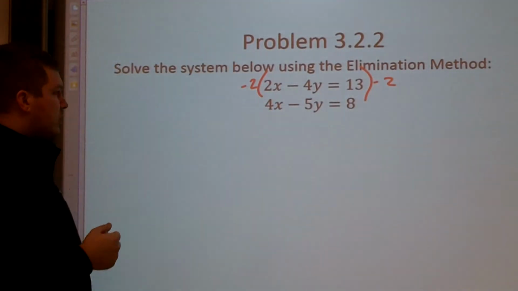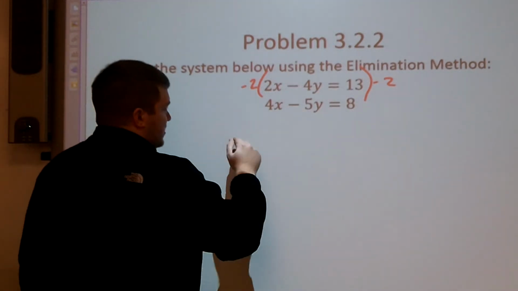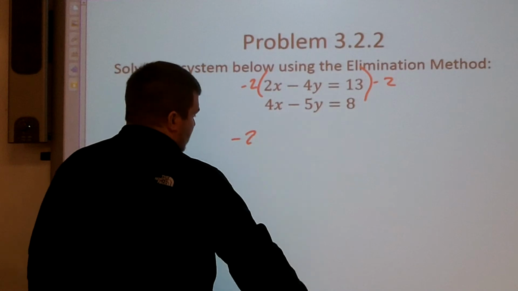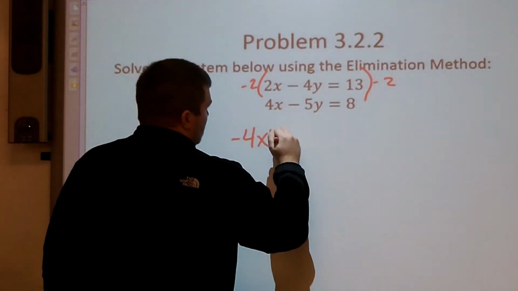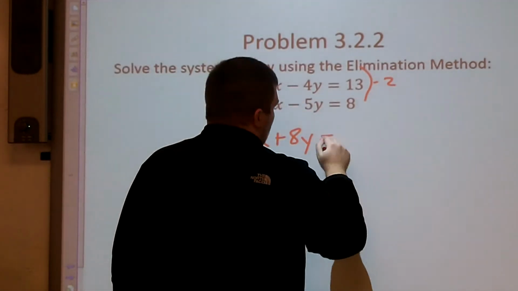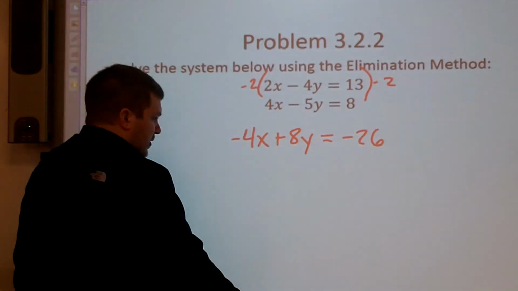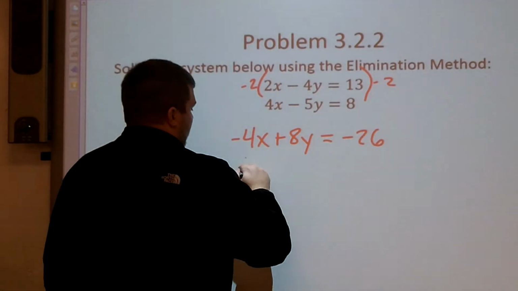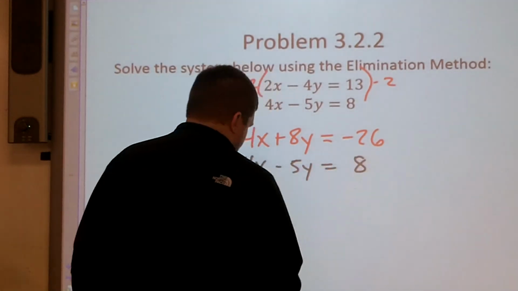All right, so what you do on one side, you have to do on the other, so be aware of that. So I have -4x plus 8y, because we had a negative, so be careful about that, equals -26. And then my bottom equation, I'm just going to bring down. So I have 4x minus 5y is equal to 8.